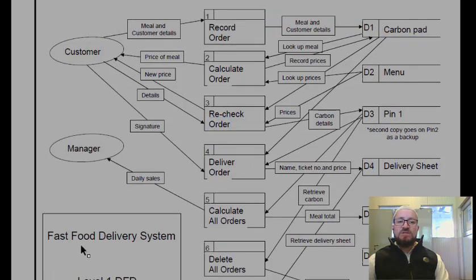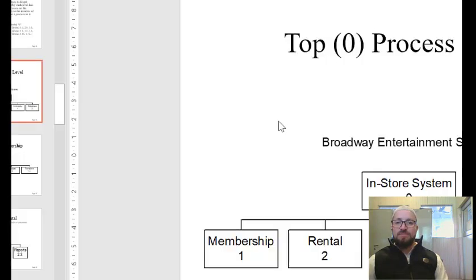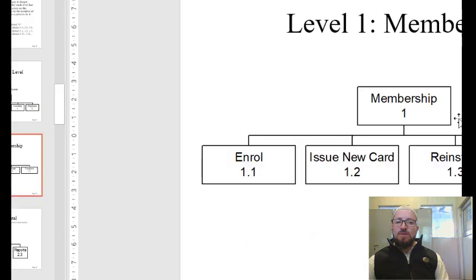Right now it is the fast food delivery system. This is another example at level 1, which has processes and sub processes in it. So what we are overall saying is we have a process level where we have a single process, and then we have membership, rental, sales, inventory, and employees. But as we move further, the membership itself has sub processes.